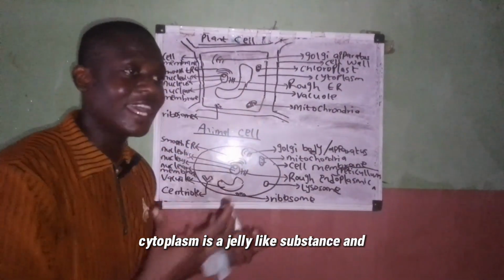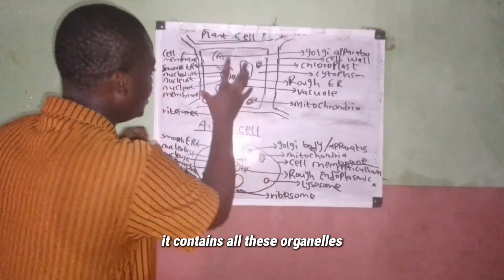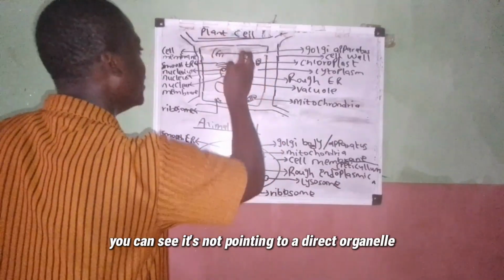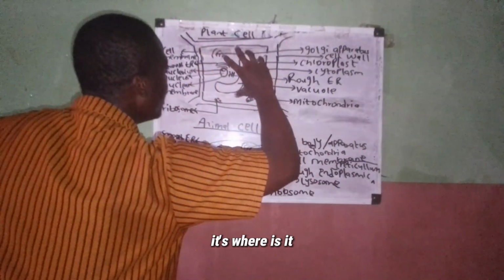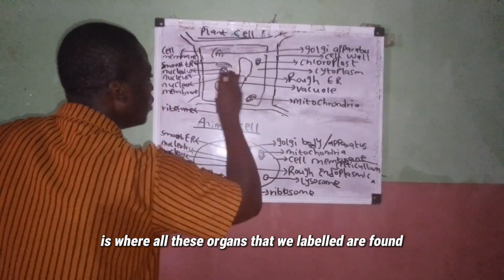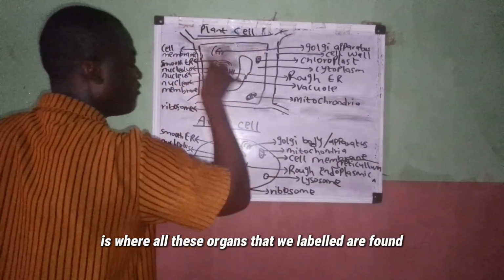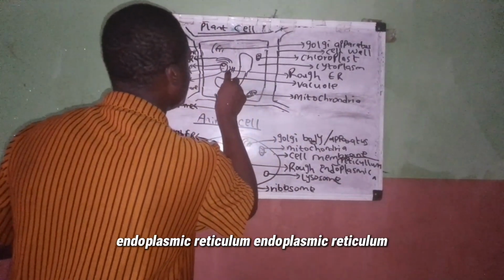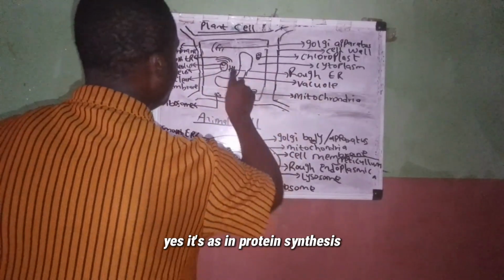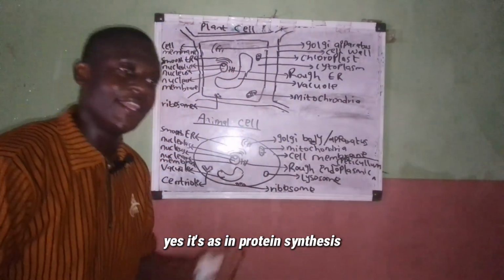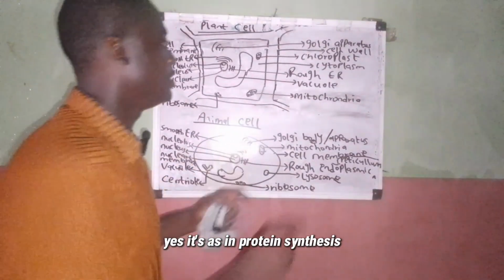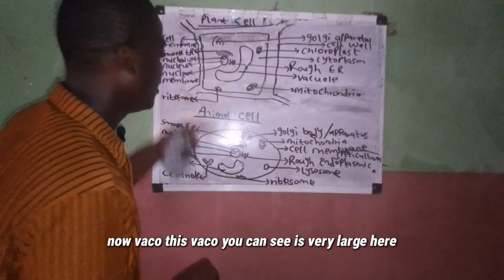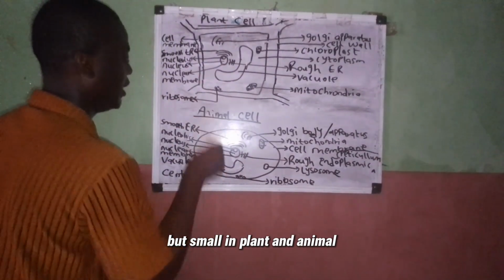Cytoplasm is a jelly-like substance, and it contains all these organelles. You can see it's not pointing to a direct organelle here. It is where all these organelles that we labeled are found. So this is the cytoplasm. Now, rough endoplasmic reticulum aids in protein synthesis. Now, the vacuole, you can see, is very large here, but small in animal cells.